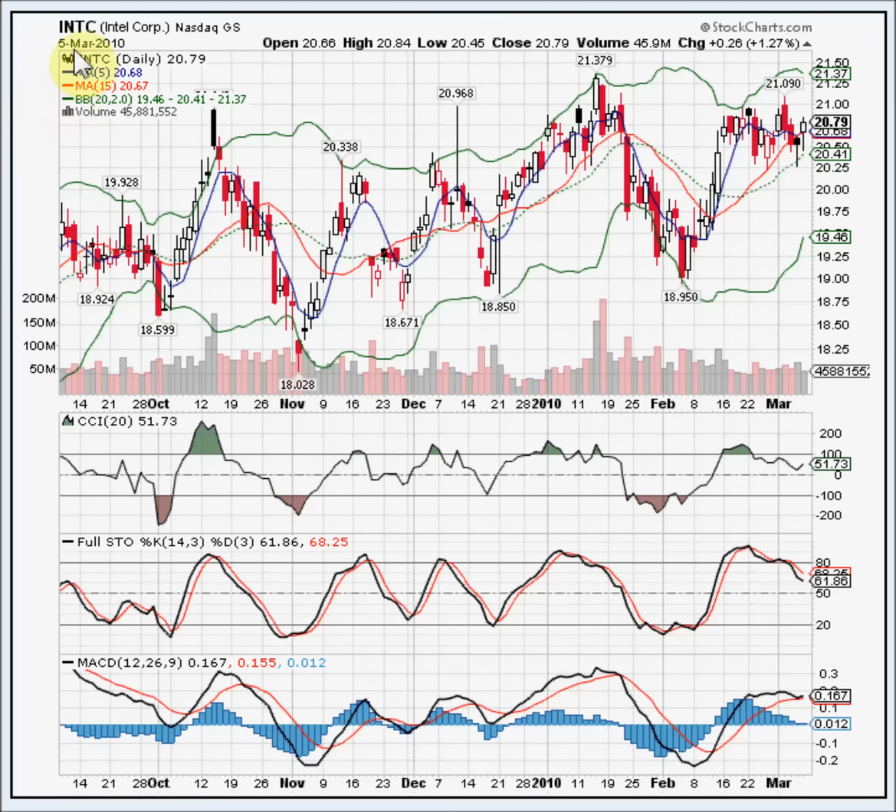Now our example is going to be Intel Corporation, the huge computer chip maker. Anybody who trades the market has heard of them. Anybody who owns a computer has probably heard of them. It's a very popular stock with very good volume.